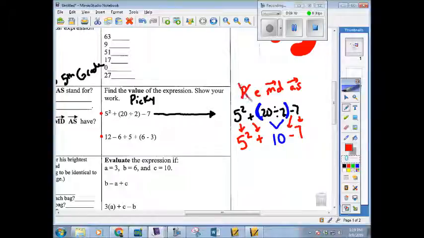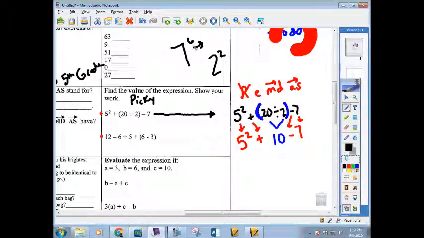Now I'm done with parentheses. Now I'm going to go on to exponents. Remember from review sheet number 2, we had an exponent question. It looked like that. I think it was 7 to the 6th. That just shows repeated multiplication. So that means 7 times 7 times 7 times 7 times 7 times 7. Okay? So we're going to go ahead and do that next.